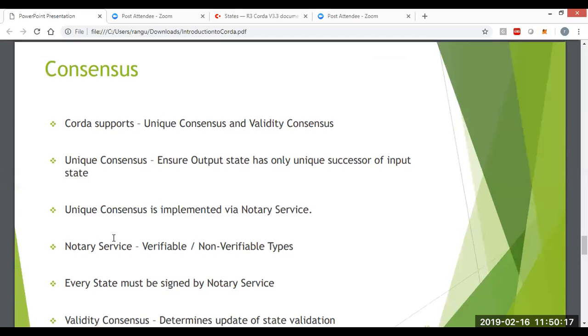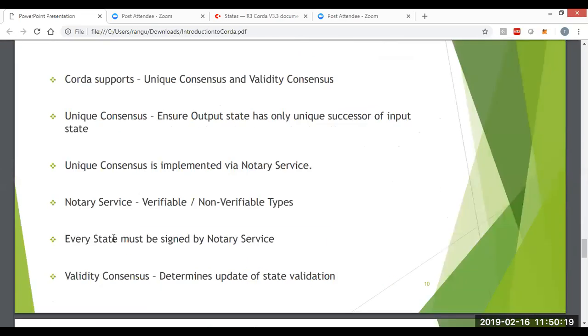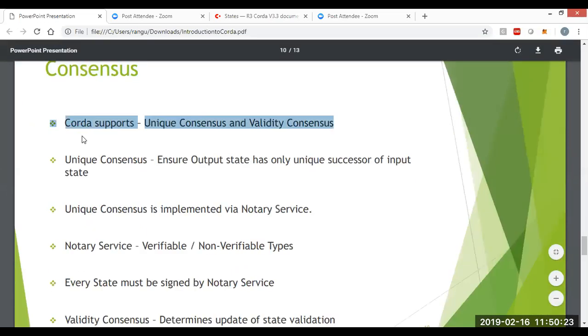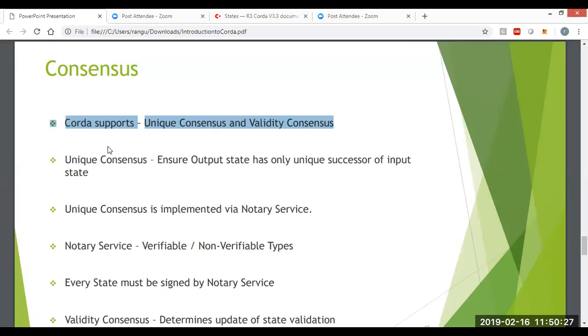Another important thing is consensus. You have a network, and this is a DLT and not a blockchain. You don't have proof of work or proof of stake or other staking algorithms, PoET, etc. in Corda. So Corda deals with consensus like this.